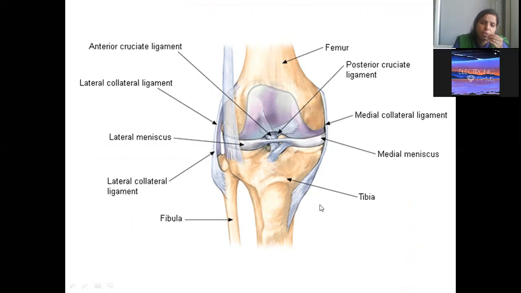Lower end of the femur and upper end of the tibia, tibial tuberosity. Here we have the tibial collateral ligament. This is the fibular collateral ligament. Tibial collateral ligament is also called the medial collateral ligament. Fibular is also called the lateral collateral ligament. Inside the joint cavity, we have the meniscus, which is nothing but fibrocartilage. Medial meniscus, lateral meniscus.